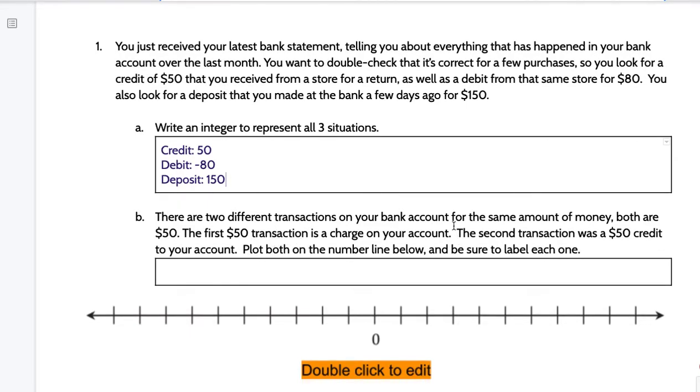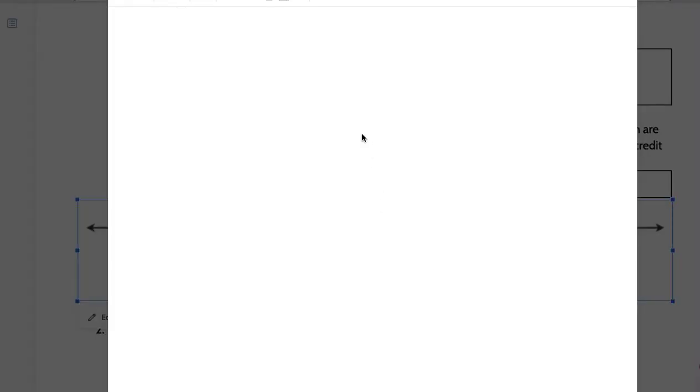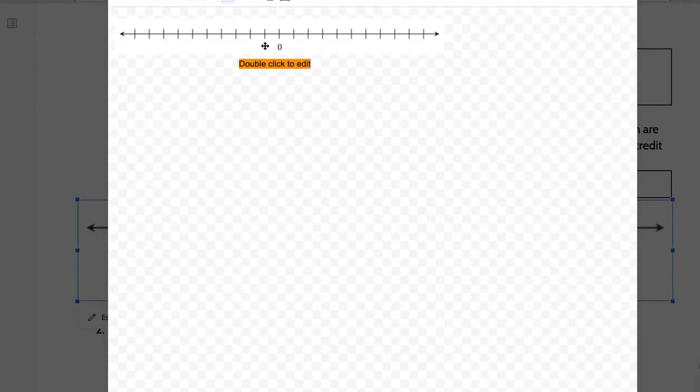There are two different transactions in your bank account for the same amount of money. Both are $50. The first is a charge on your account. The second transaction was a $50 credit. Plot both and be sure to label each one. So a $50 credit and a charge.